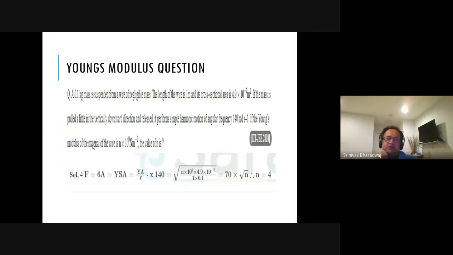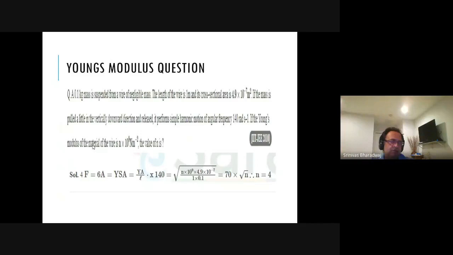The length of the wire is 1 meter and its cross-sectional area is 4.9. If the mass is pulled a little in the vertically downward direction, released, it performs simple harmonic motion of angular frequency. They are saying, think of the wire as a spring. If the Young's modulus of the material is N, what is the value of N? It performs simple harmonic motion of angular frequency 140 radians per second. Okay, so now let's look at this.